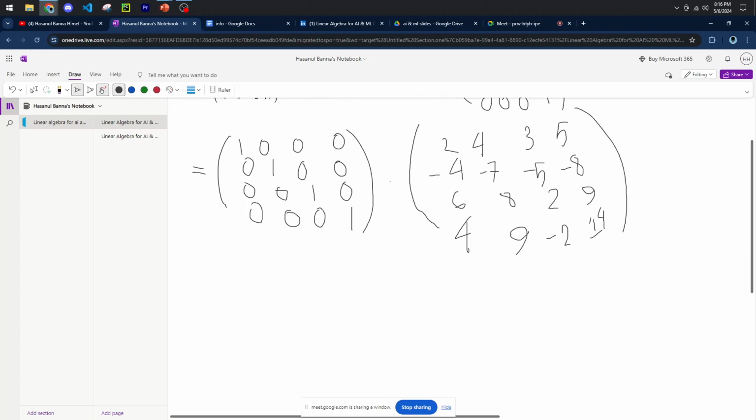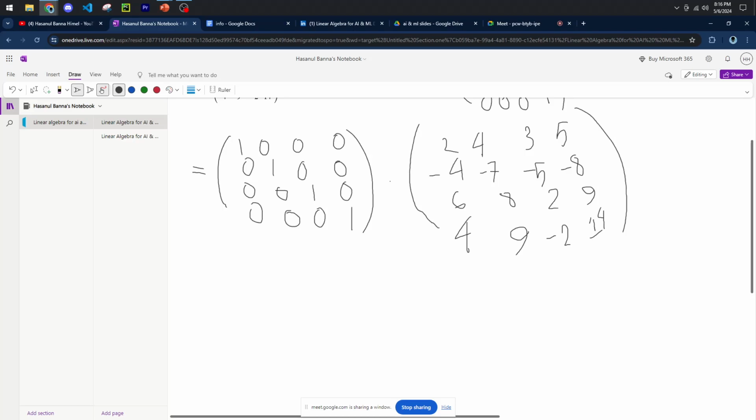Now, to make this side 0 and this side visible with digits, we will multiply by our first numerical value, which we will call the pivot. This will help us to make this column 0. Now let's watch how we can make this column 0.